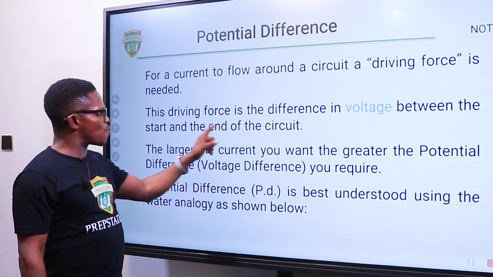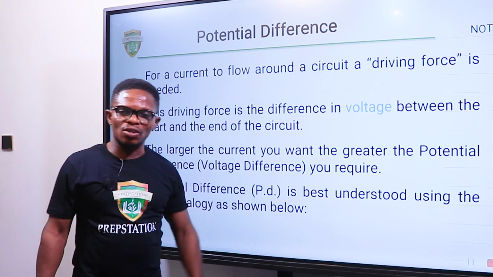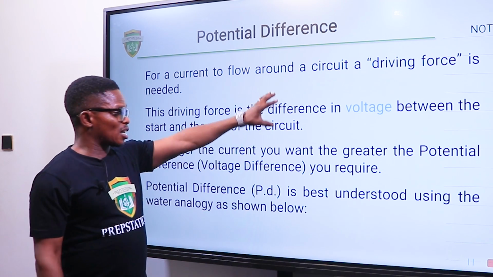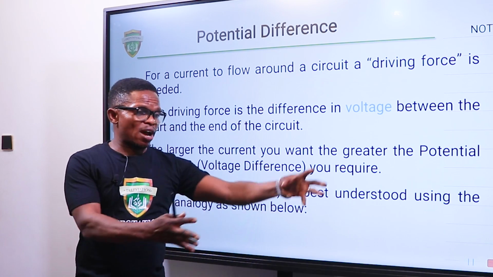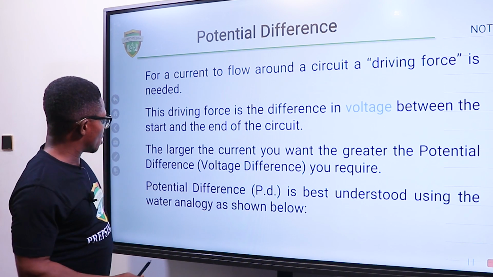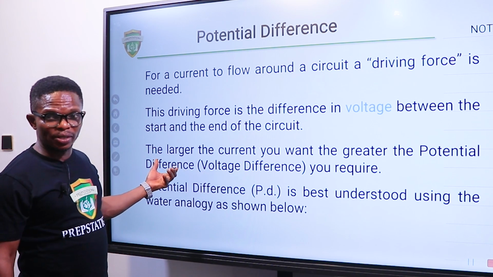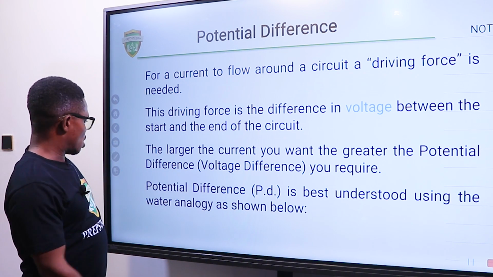Okay, so the driving force is the difference in voltage between the start and the end of the circuit. So voltage is actually responsible for driving electrons through a circuit so that current can be generated. Now, the larger the current you want, the greater what? The potential difference that is required.